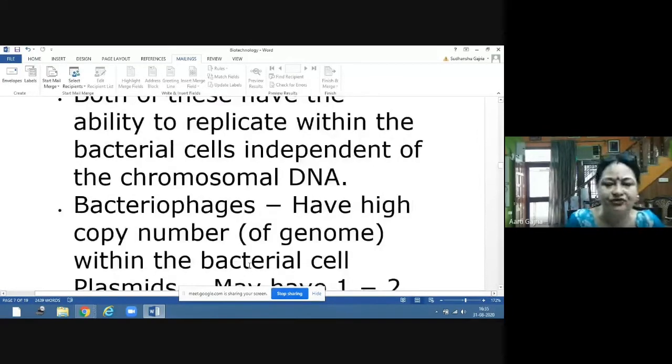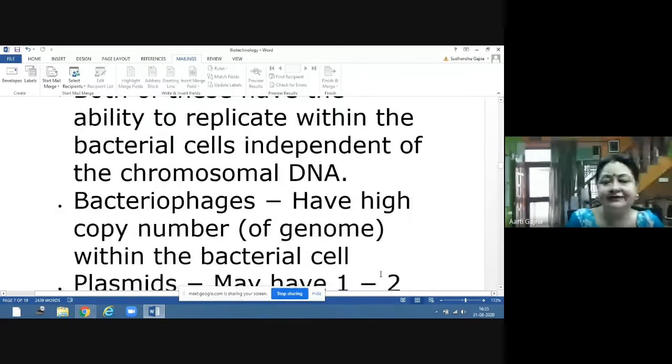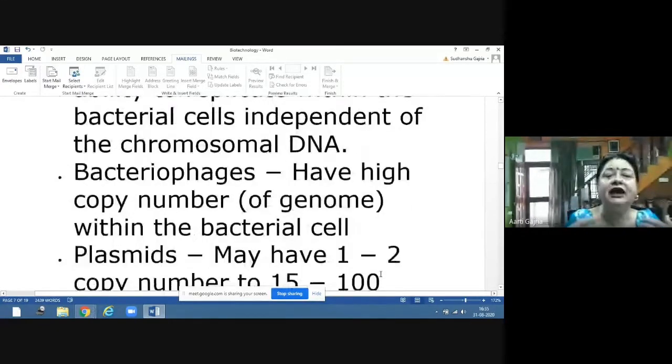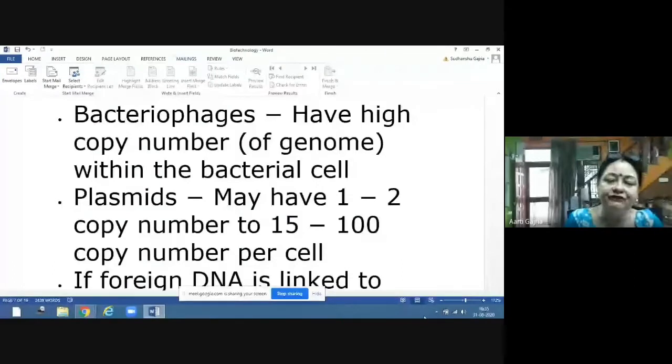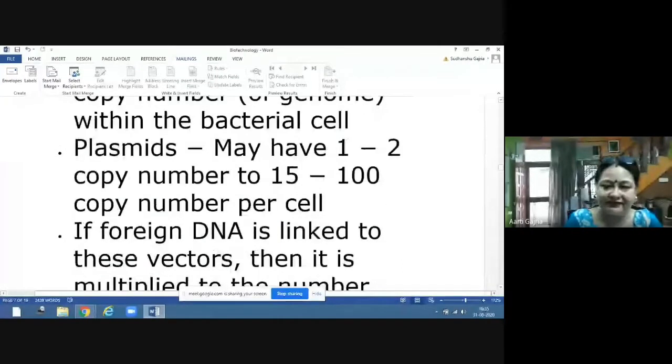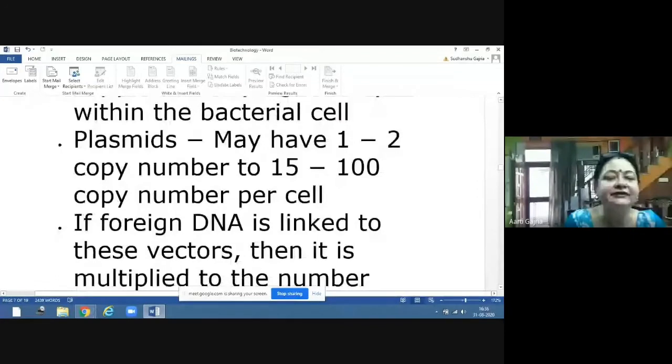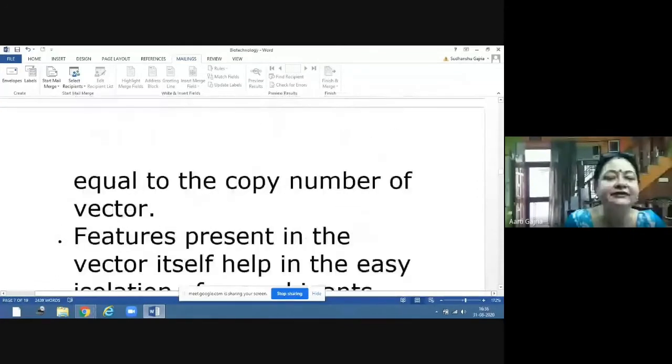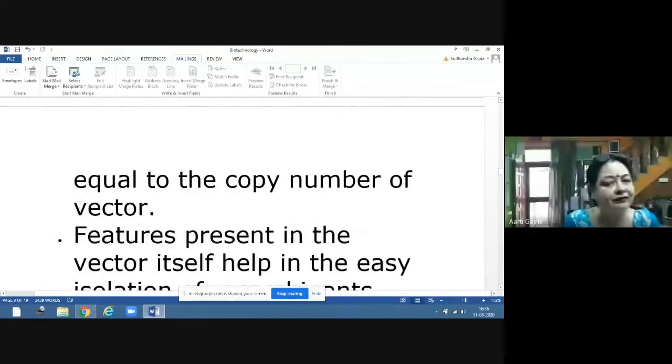Bacteriophages have high copy number of genome within the bacterial cell. Means bacteriophages can be a large number inside the bacterial cell. Whereas plasmids may have 1 or 2 copy number or 15 to 100 copy number per cell. So if the foreign DNA is linked to these vectors, then it is multiplied to the number equal to the copy number of the vector. Whatever is the copy number of the vector, the multiplication copy will be the same.